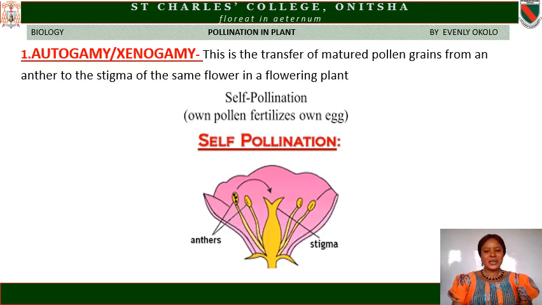Let's use the structure here to describe orthogamy. In orthogamy, only one flower is involved. Do you see the anthers and stigma there? The arrow there indicates the movement of pollen grains from the anthers of the flower to the stigma of the same flower. This is the example of orthogamy of self-pollination.